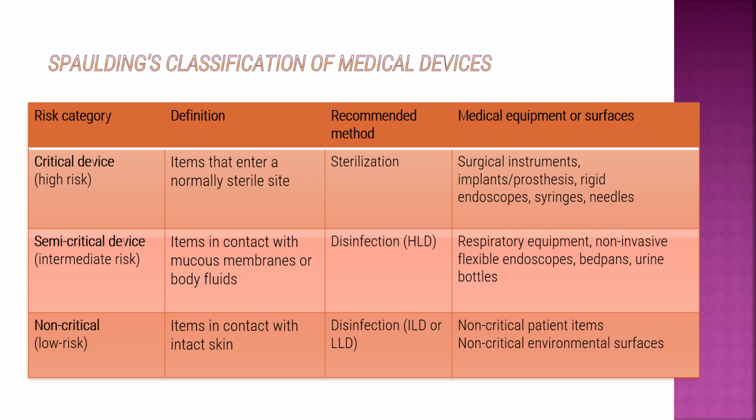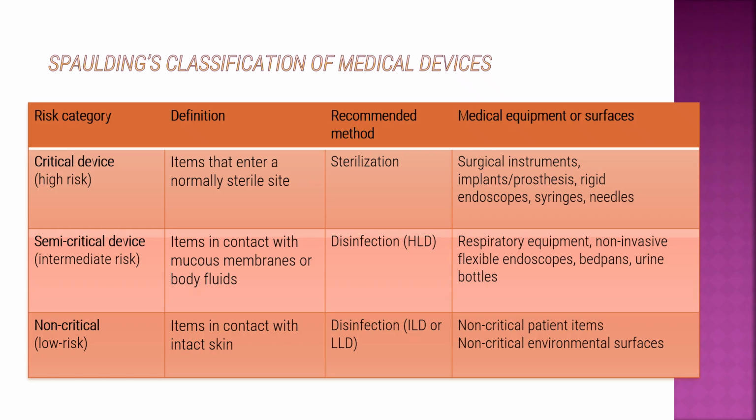So, Spalding classification for medical devices. Critical device, that is high risk. These are items that enter normally sterile sites. The recommended method is sterilization, and the medical instruments are like surgical instruments, implants, prostheses, rigid endoscopes, syringes, needles.